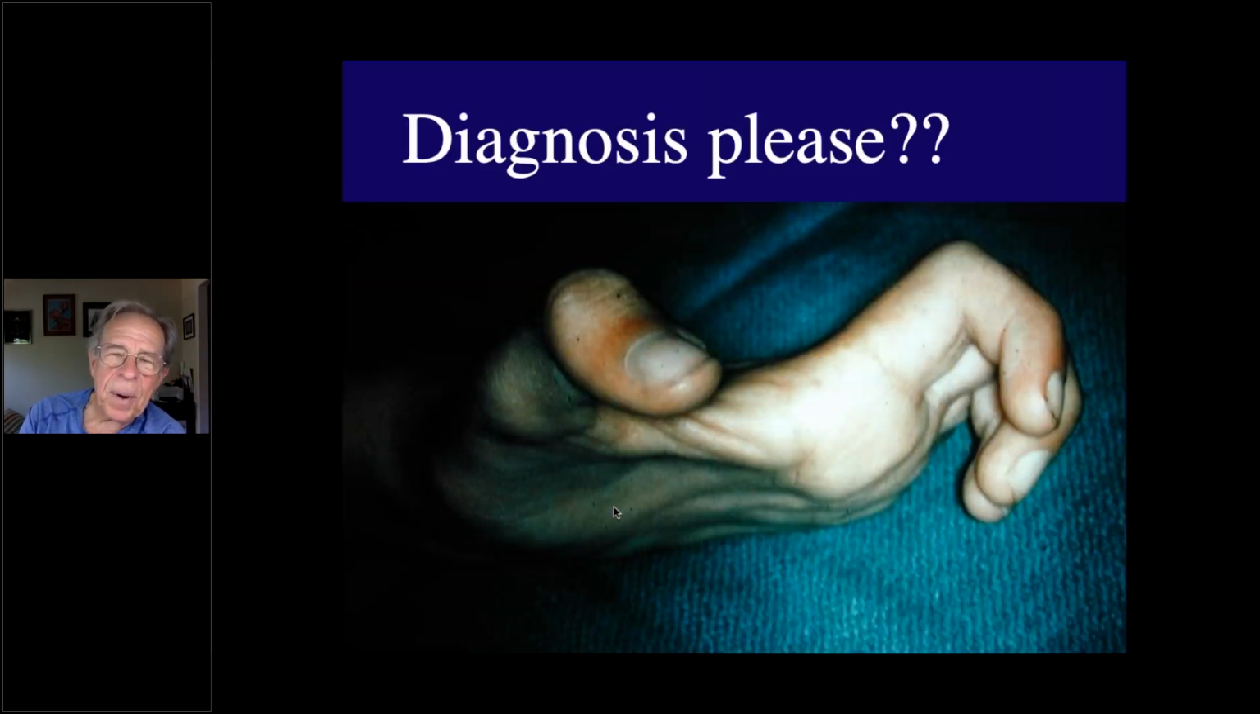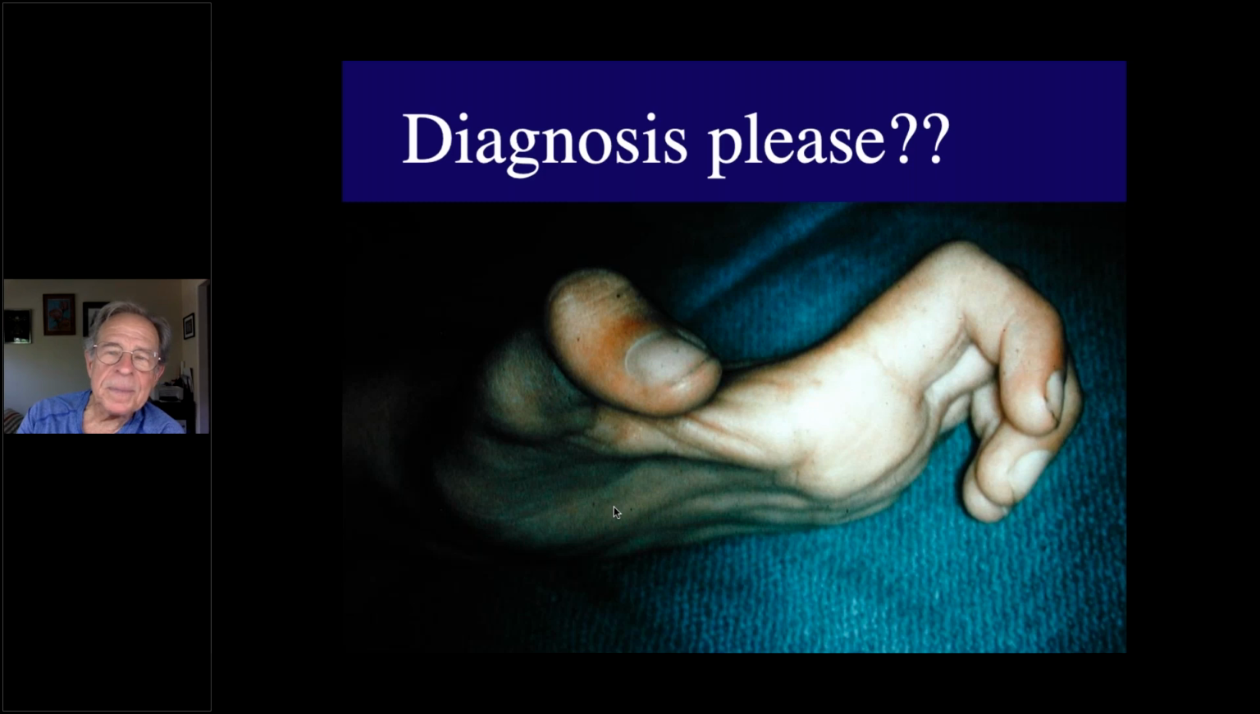Okay, Matt, last one. Give me a diagnosis here. Sorry about that. He is in hyperextension at his MPs. So I think he has, it's probably an ulnar and median nerve injury.